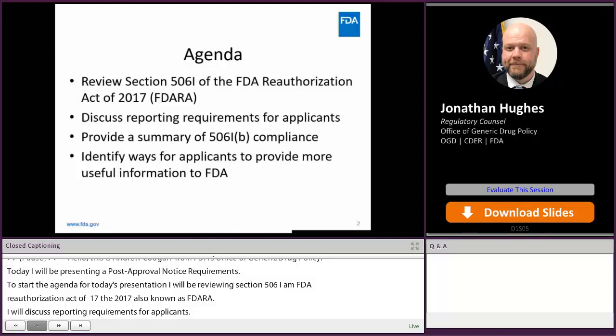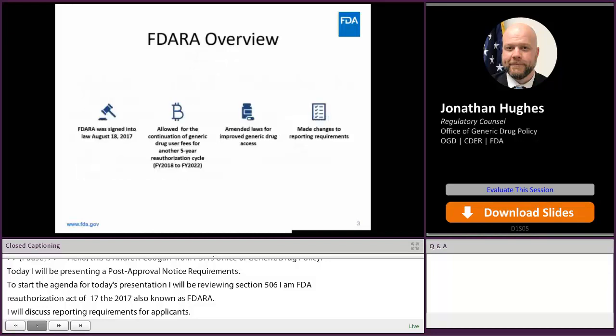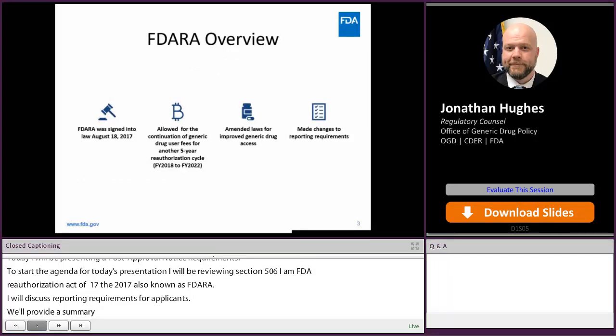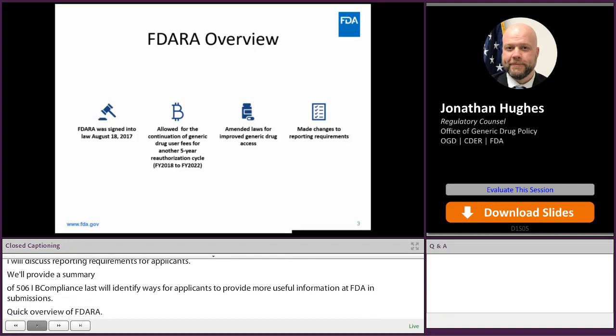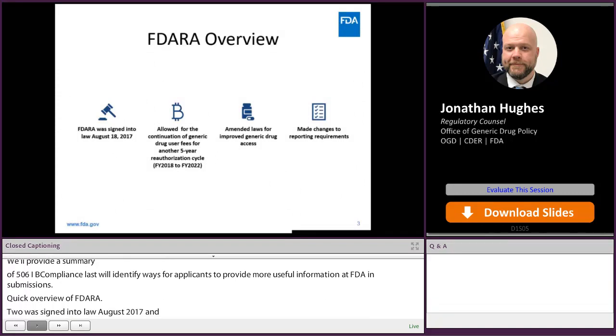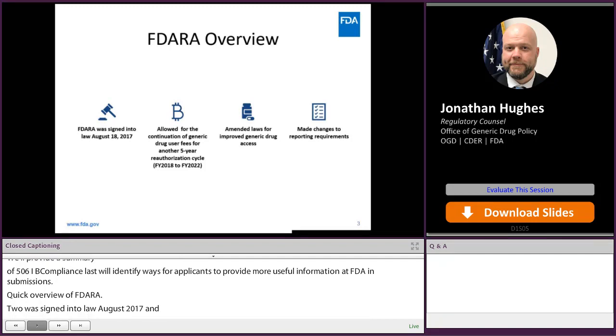So just a quick overview of FDARA. FDARA was signed into law on August 18th, 2017. And some of the things it did for the generic drug industry was that it allowed for continuation of generic drug user fees for another 5 years. It amended laws for improved generic drug access, and it made changes to reporting requirements. Specifically, it created Section 506I.